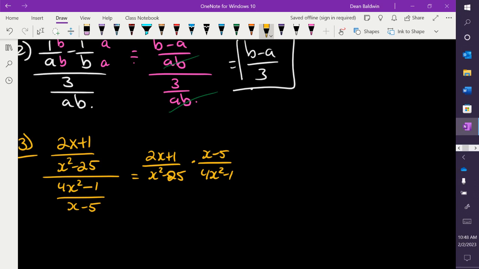All right. Are we done? Why? Yes. If you have a quadratic, what do you do? Factor. Okay. What's x squared minus 25? Factored. Yep. Difference of squares, so it's x plus 5, x minus 5.